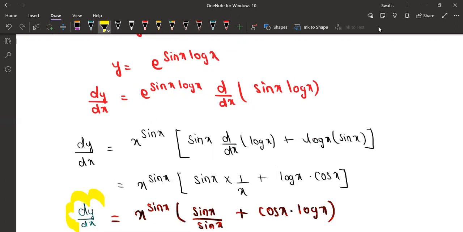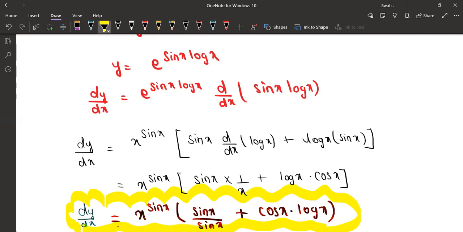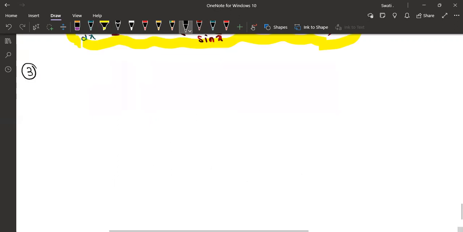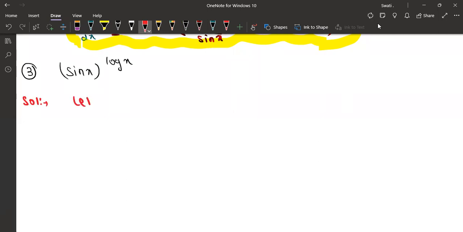All right, so we are done with the second question as well. Now we can go to the third question. So in the third question, we have to differentiate sine x raised to log x. Again, first we will take this function as y, x, z, whatever you want to take, but here x I won't take because x is already involved in the function. So let us just take y only. So let y is equal to sine x raised to log x, right?